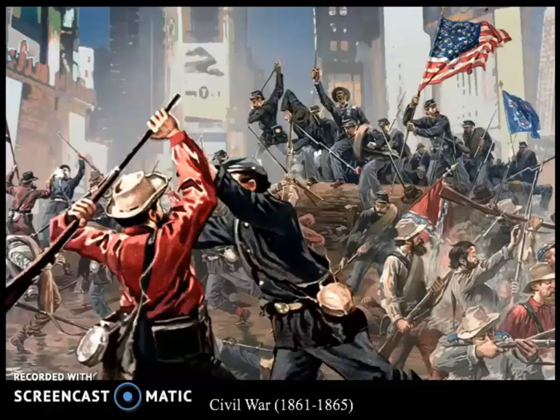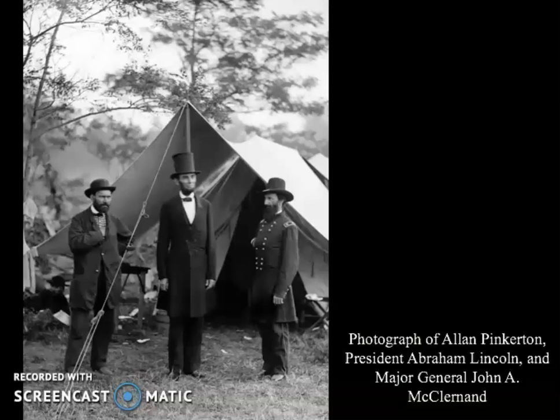We also have the Civil War occurring in the United States during this time. So 1861 to 65, we have Southern and Northern United States fighting each other over the enslavement of African Americans, and you also have President Abraham Lincoln spearheading this, Gettysburg Address, etc. And you can tell that photography is invented around this time, because here we have Abraham Lincoln being photographed with some generals.